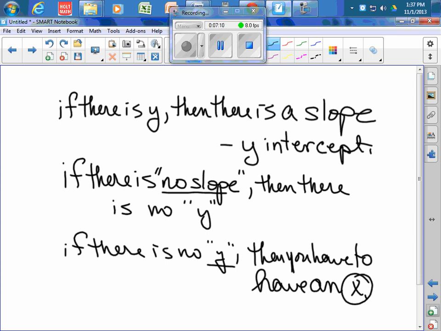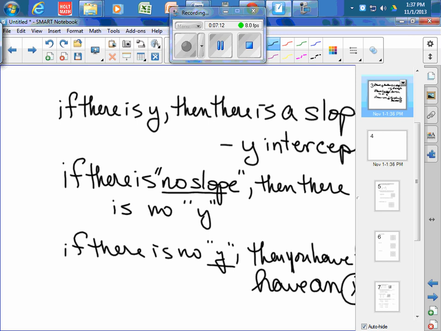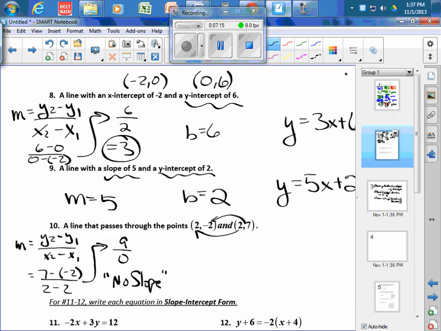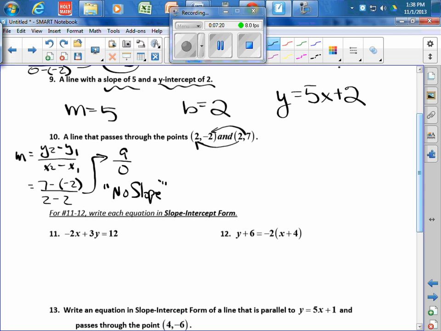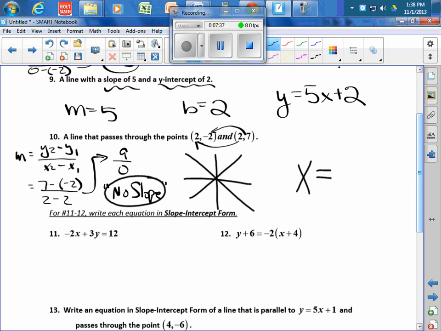Here's what I'm getting at. Let's go back to our problem. Since there's no slope, there's no y-intercept. Step B we don't do because there is no intercept here, no y-intercept. And since there's no slope, there's no y. Since there's no y, what is there? There is an x. I still need to have the equation of the line. X is equal to what? 2. So there's your equation of the line. X equals 2.